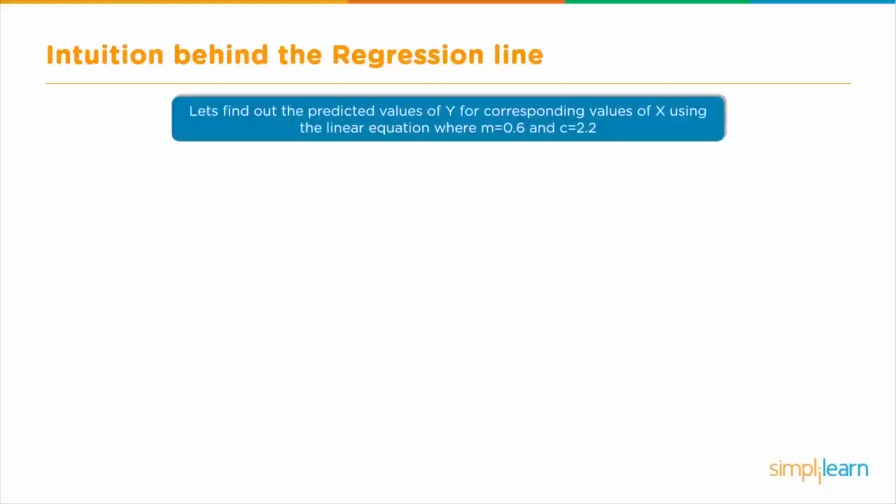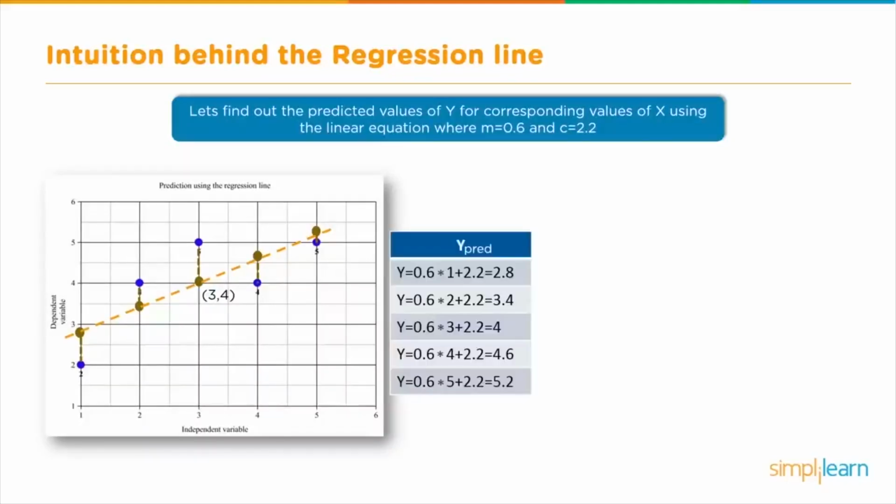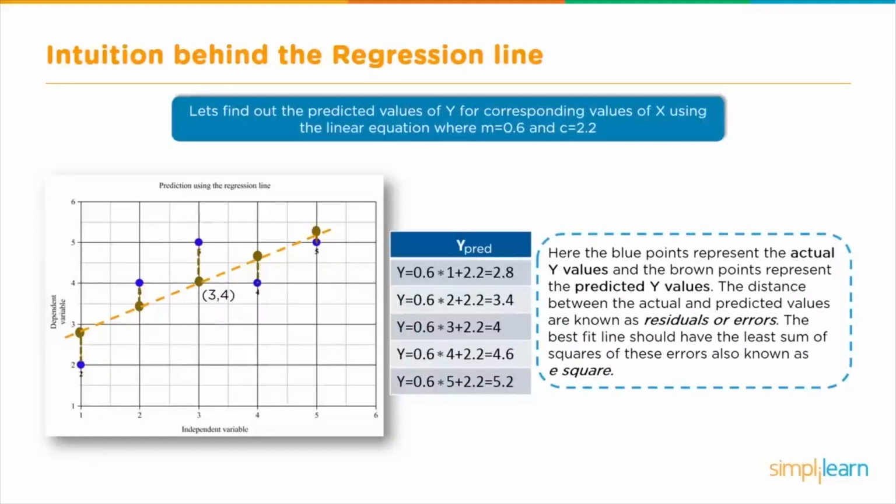Continuing deeper into what's going on behind the scenes, let's find out the predicted values of y for corresponding values of x using the linear equation where m equals 0.6 and c equals 2.2. We're going to take these values and we're going to go ahead and plot them. We're going to predict them, so y equals 0.6 times where x equals 1 plus 2.2 equals 2.8, and so on and so on. And here, the blue points represent the actual y values, and the brown points represent the predicted y values based on the model we created. The distance between the actual and predicted values is known as residuals or errors. The best fit line should have the least sum of squares of these errors, also known as e square.